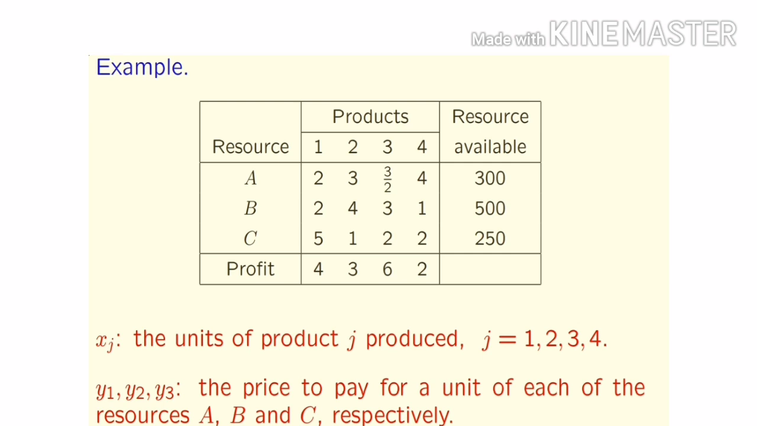And suppose the total resources available, that is the nutrients A, B, C available with the company, are respectively 300 units, 500 units and 250 units, and the profits which the company wants to make from food products 1, 2, 3, 4 are respectively rupees 4, rupees 3, rupees 6 and rupees 2. Now we consider formulating an LPP to maximize the profit of the company subject to the availability of resources.